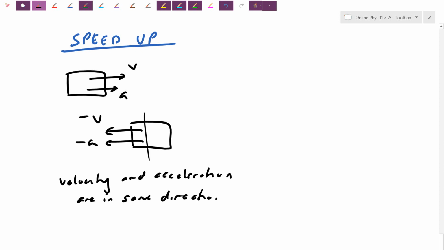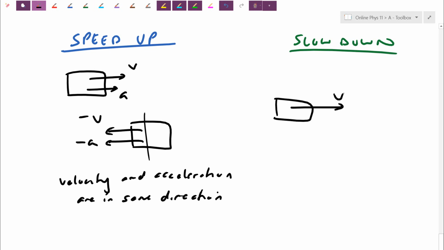If they point in the same heading, either both positive or both negative, we have speeding up. We actually have a situation of slowing down whenever these are opposing each other. So let's do the example where the plane is trying to head forwards. Little does it know there's a really strong wind blowing the opposite way. This wind is going to try to prevent the plane from taking off. The wind is supplying an acceleration in the negative direction.